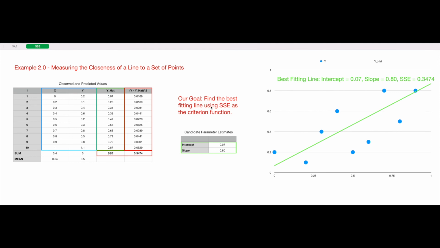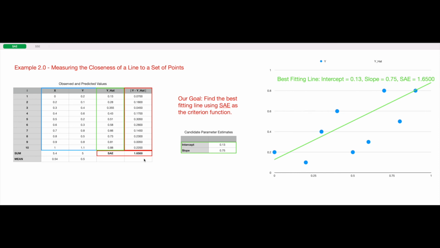Now, this line is slightly different than the least SAE line. Let me toggle back to that line, and you can see the line change. You can see that the least SAE line has a little bit higher intercept, and the slope is a little less. And that gives us a minimum SAE value of 1.65.